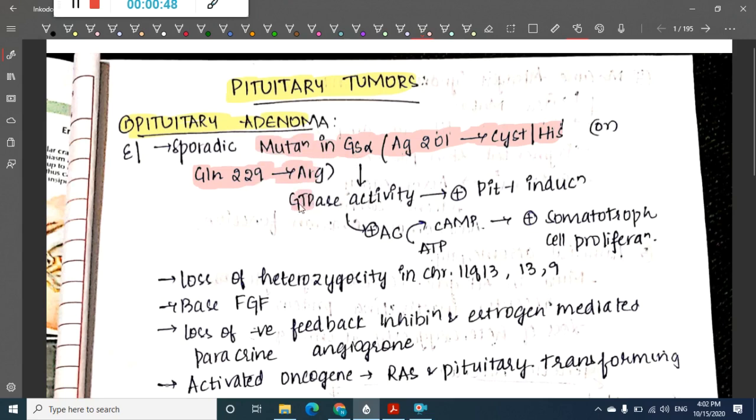As a result this leads to increased GTPase activity, which will activate the PIT1 induction, and it will also activate adenyl cyclase, which increases cyclic AMP, thus causing somatotroph proliferation. Okay, so this is one way.